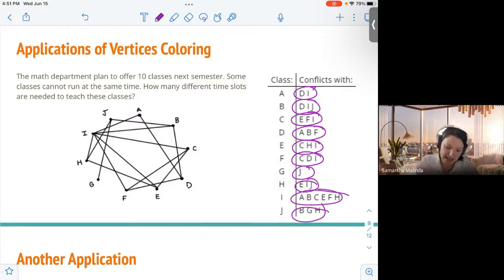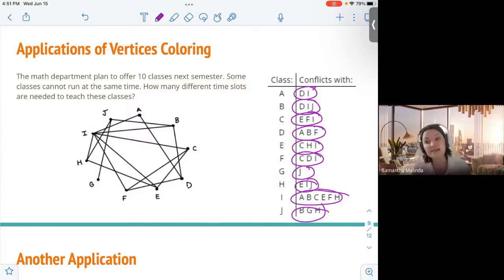Such as A has a conflict with D and I. So, as you see, there's an edge between those two vertices because we cannot have them at the same time slot. So, coloring makes that more aware. Like, oh, A, I, and D have to have different time slots. And of course, we can repeat time slots if they have no conflict.